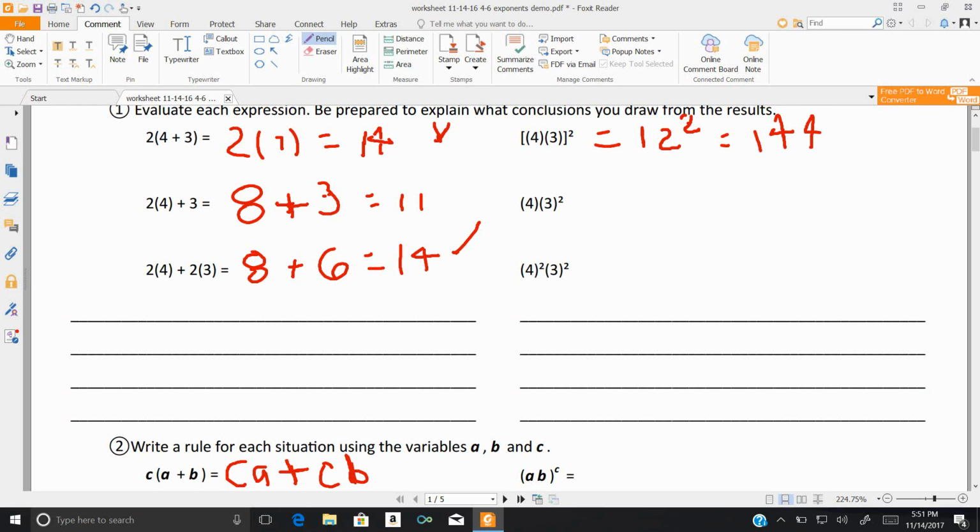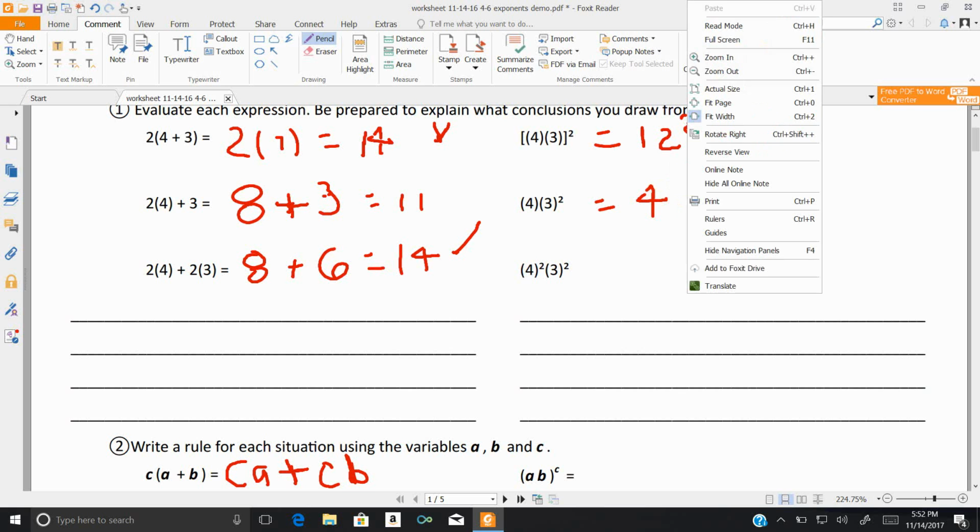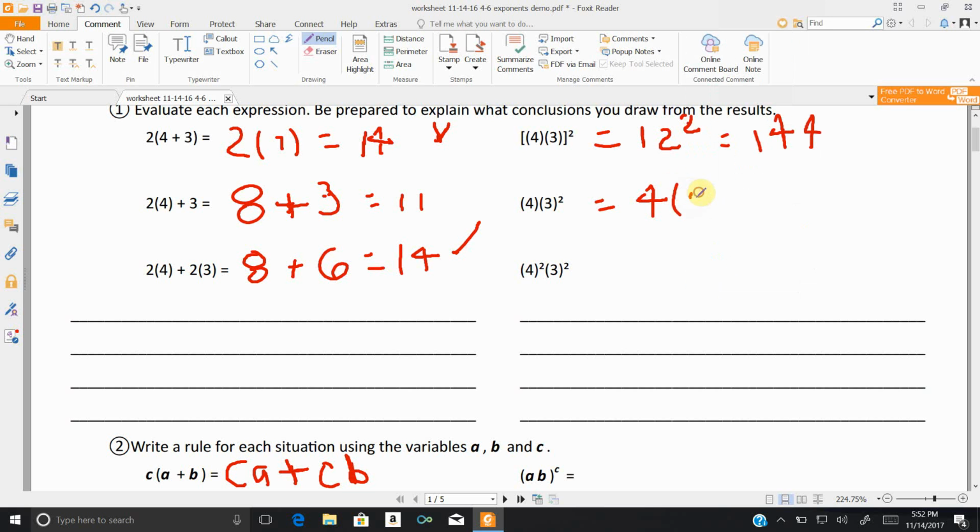And the second one we did does not have the brackets. It's just 4 times 3 to the second power. And since we do exponents first, the first thing we do is 3 squared, or 3 times 3, which is 9. That gave us 36.